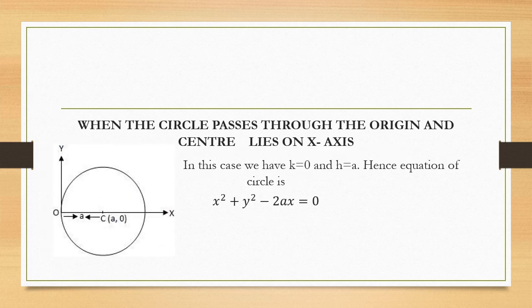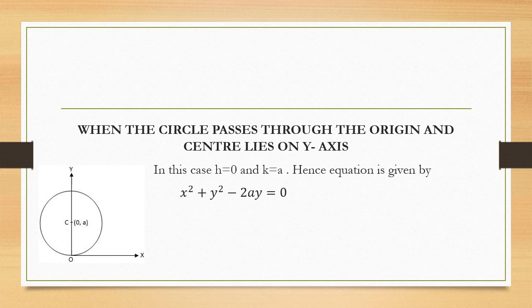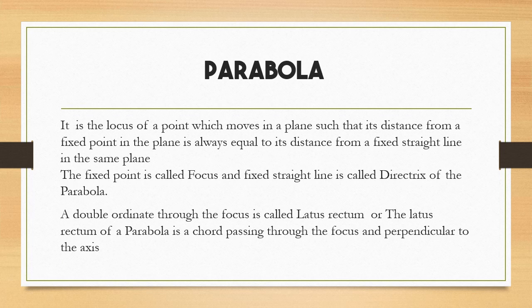Next is when the circle passes through the origin and the center lies on the x-axis. Read carefully. We all know that on the x-axis, y is 0 and only x varies. Therefore, when the center lies on the x-axis, k is 0 and h is equal to a. If you substitute this in the equation, x square plus y square minus 2ax equal to 0. When the circle passes through the origin and the center lies on the y-axis, obviously you can guess that on the y-axis only y varies, therefore h is 0, k is a, and the equation becomes x square plus y square minus 2ay equal to 0.